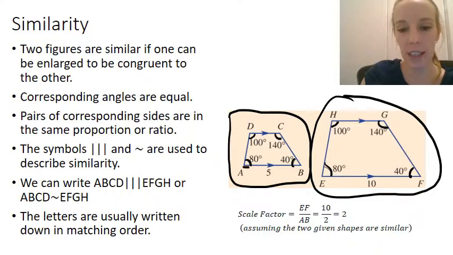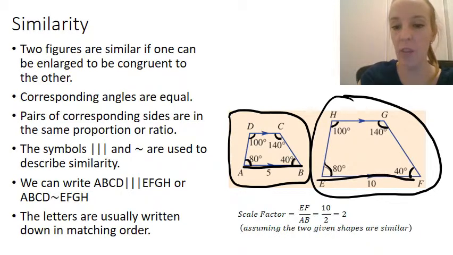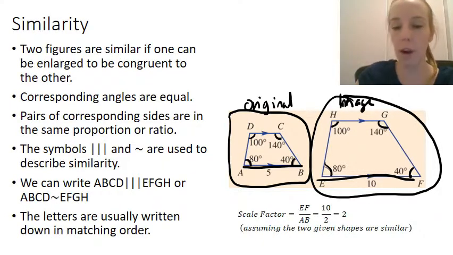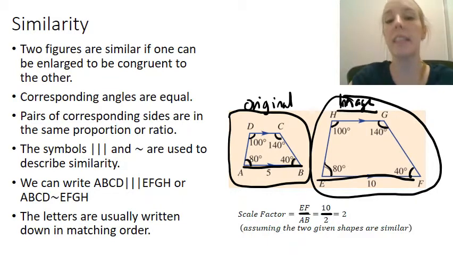So for instance, A to B and E to F, we've got our scale factor here. So this was our original and this was our image. So we've done our image over our original, so that was E to F over A to B, and that's 10 over 2, which gives us an answer of 2, so our scale factor is 2. So our image is twice as big as our original.